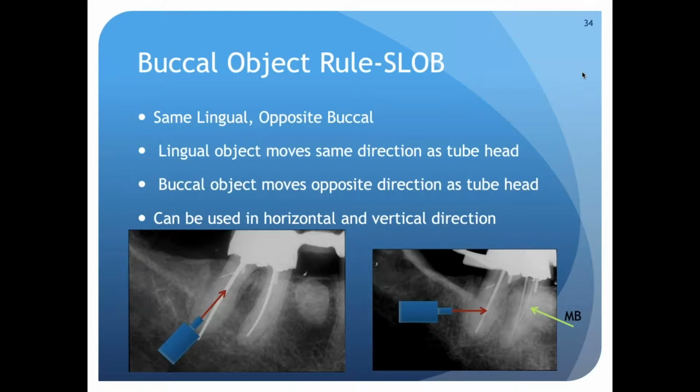So when you look at this radiograph on the bottom left, the tube head is straight on with the tooth and shooting the ray straight on. If I move that tube head distally, our buccal object is going to move mesially. And so that's how we can kind of test. So again, that buccal object is moving in the opposite direction of the tube head. And that can be used in a horizontal or vertical direction. So if our tube head goes more inferior, then our buccal object should move more superior, or more coronal.